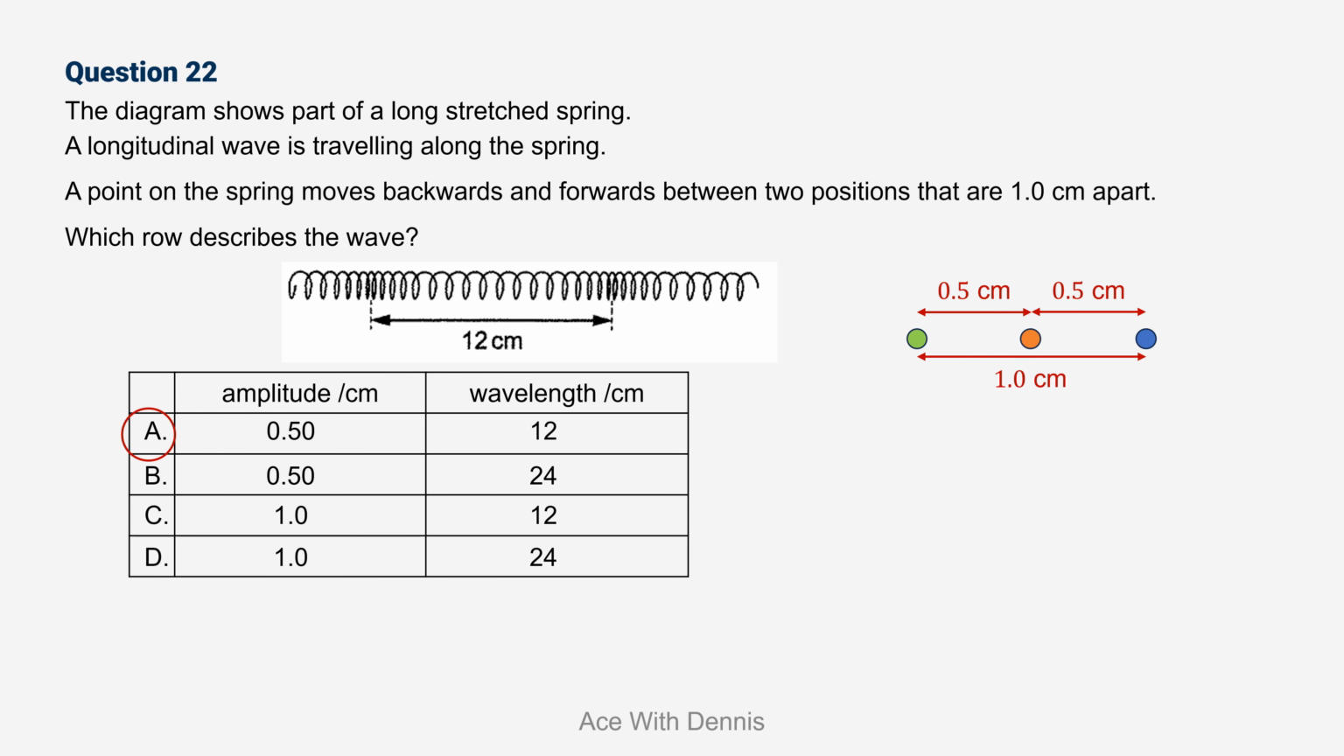Now, how do we determine the wavelength? The wavelength can be measured between two successive compressions. So for this case, it is this region and the wavelength is 12 centimeters. Therefore, the answer is A.